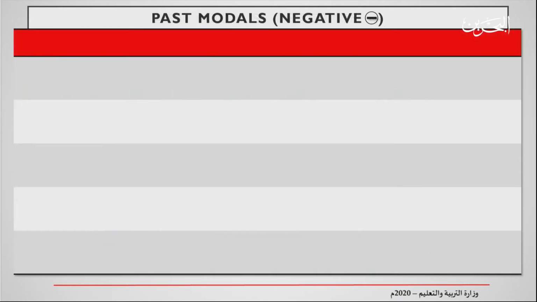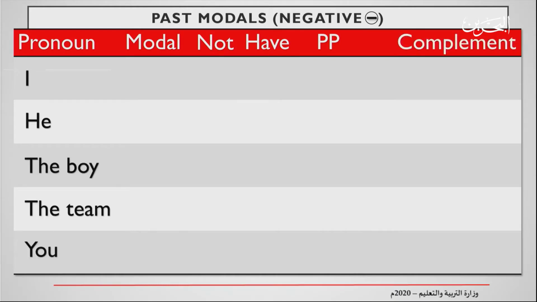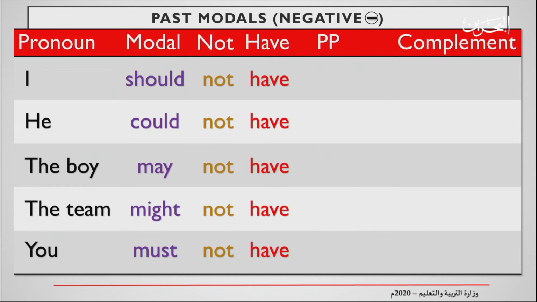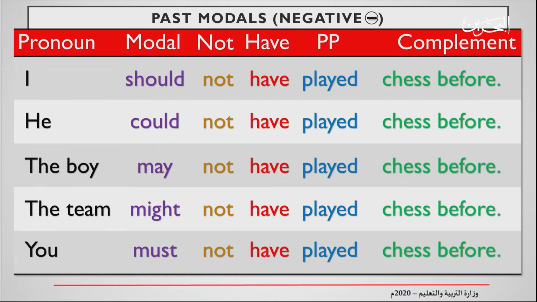So, building past modals using negative sentences. We start with the subject pronoun as always, and then a modal, and then not, which is the negative word, and then have, then past participle, then the complement. Okay, so we use the subject pronouns just like before, and then we add the modals just like before, and then we just add not. So we have the word have, and then past participle played, chess before.